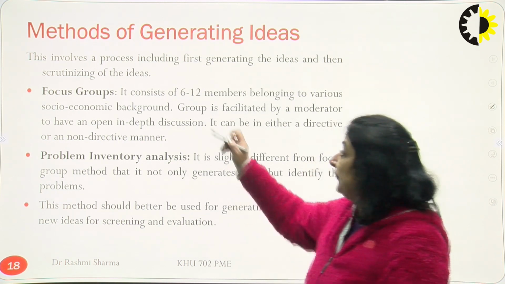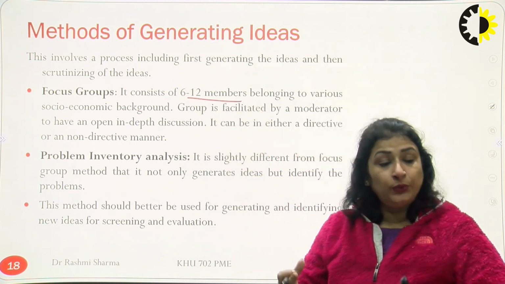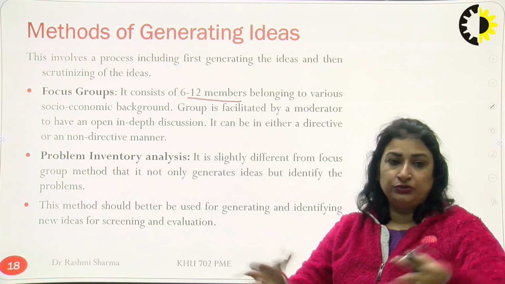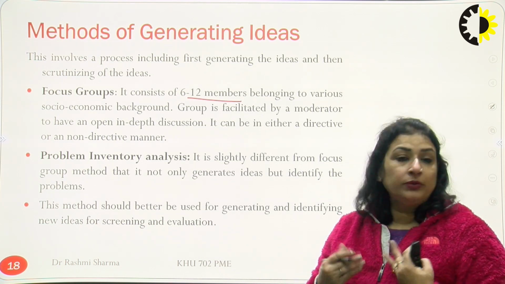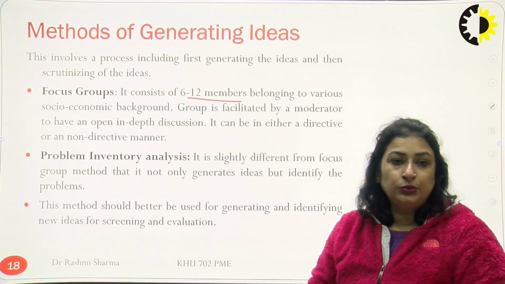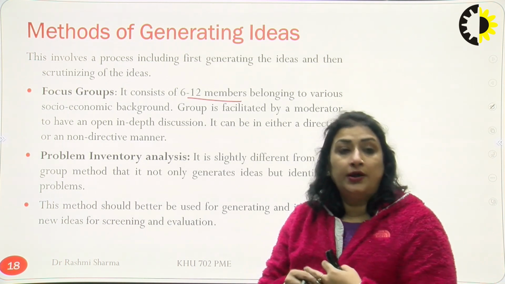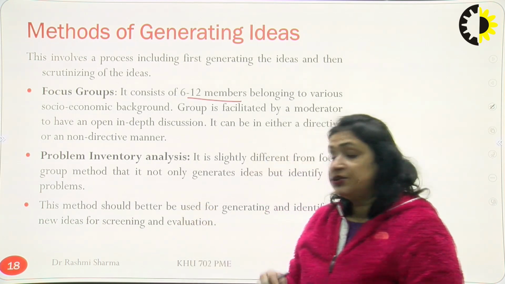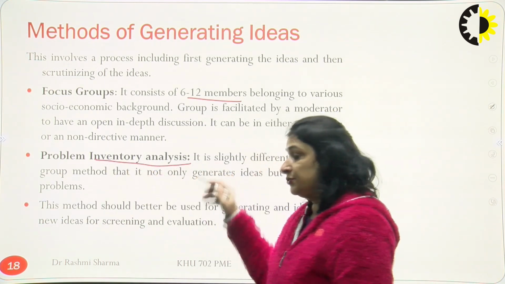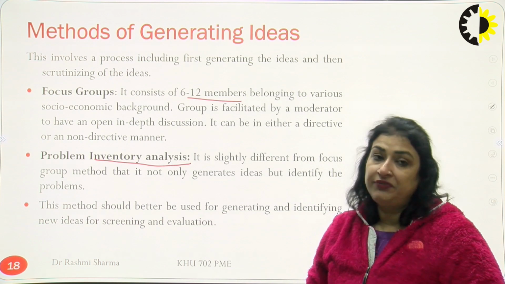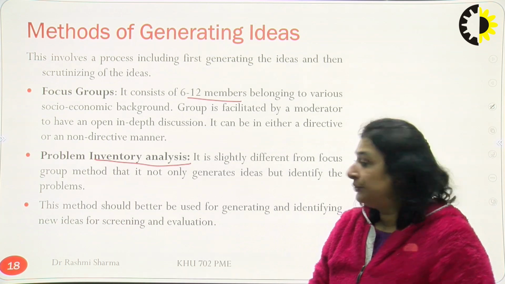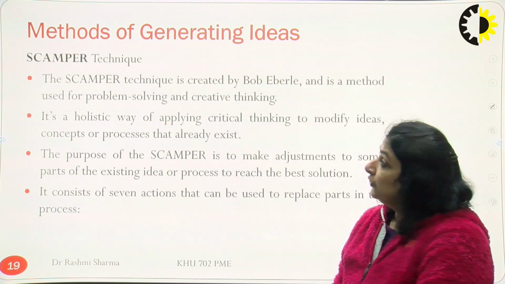Then the focus group, where we also have 6 to 12 members. They discuss, go into depth, and come out with a solution, which is given to the project manager, or the manager of the company, who takes over that solution and gets the team involved, and the solution is physically acquired. Then problem inventory analysis: what are the different problems we are facing, and what can be the options. Like I told, we have best practices, but definitely we have loopholes also. This is the problem, this can be the solution. This method is better used for idea generation.